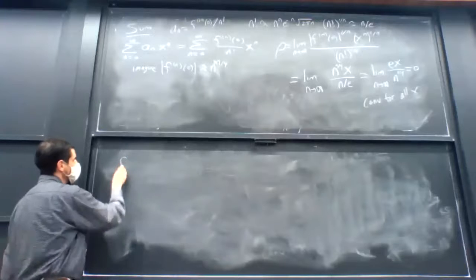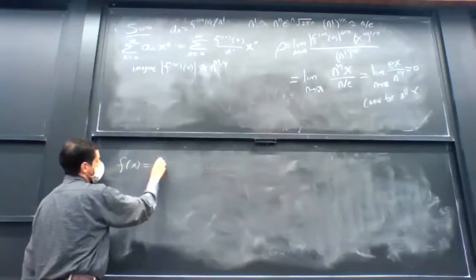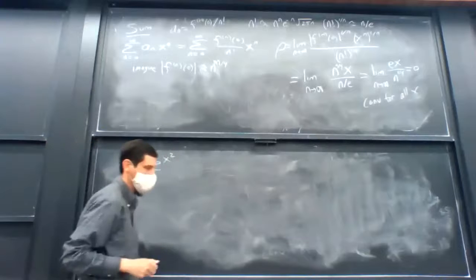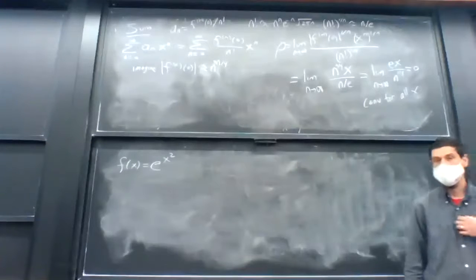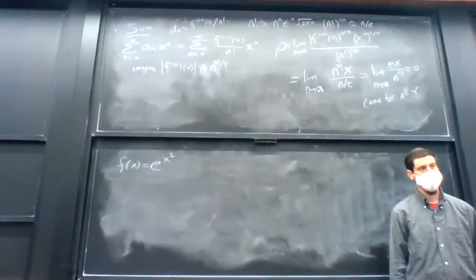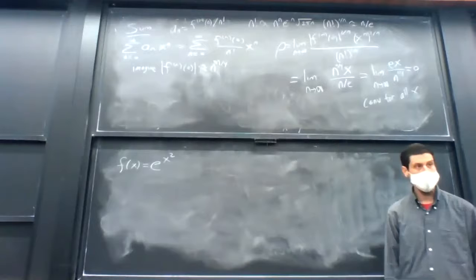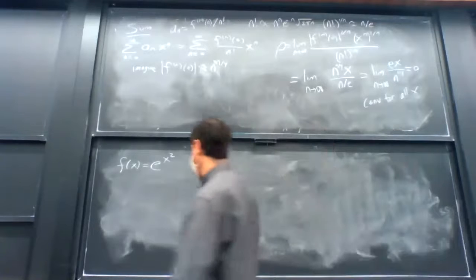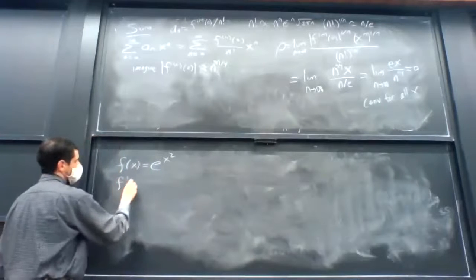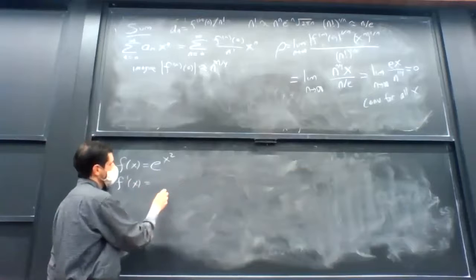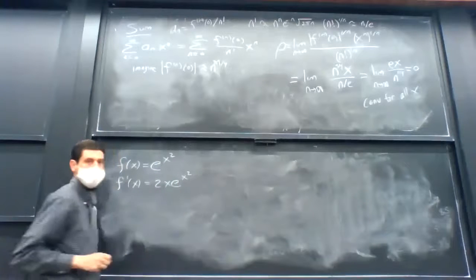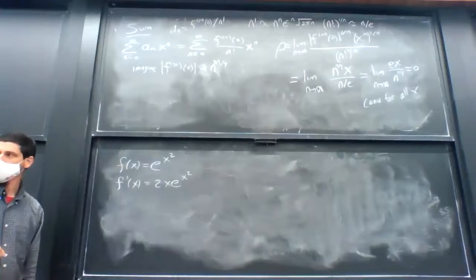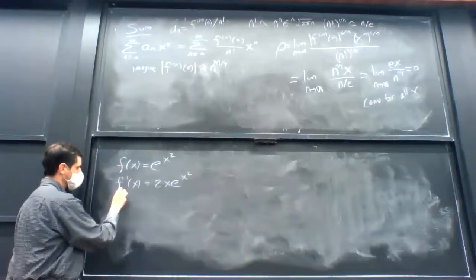Now imagine I give you f of x is e to the x squared. And I want to find the Taylor series for this function. And I want to find where does it converge. I could start taking derivatives. So f prime of x would be 2x e to the x squared, right? What would f double prime of x be?